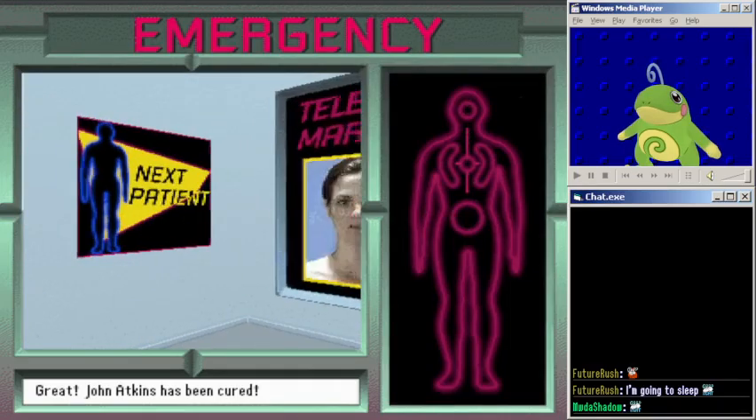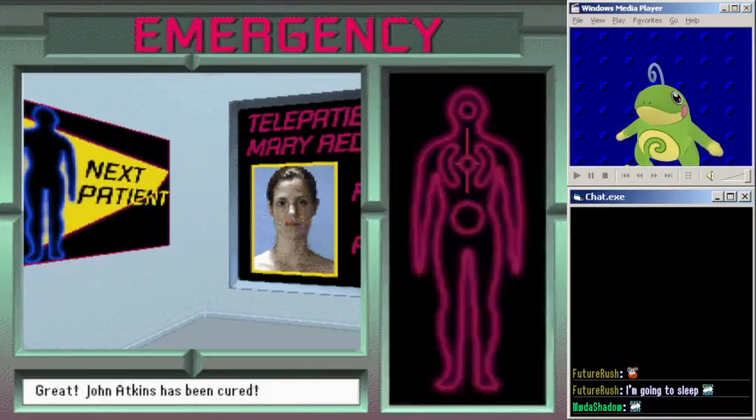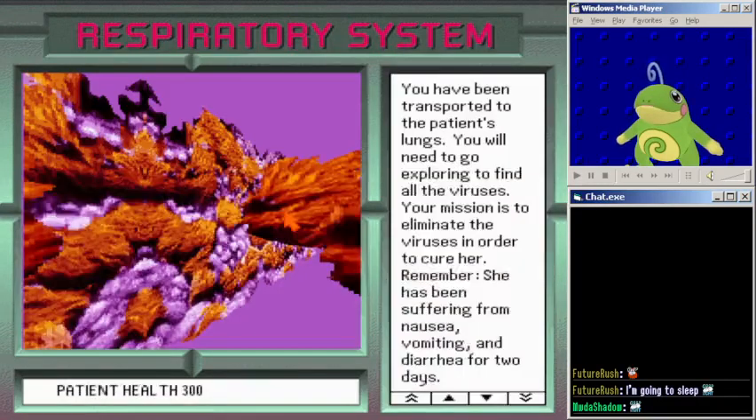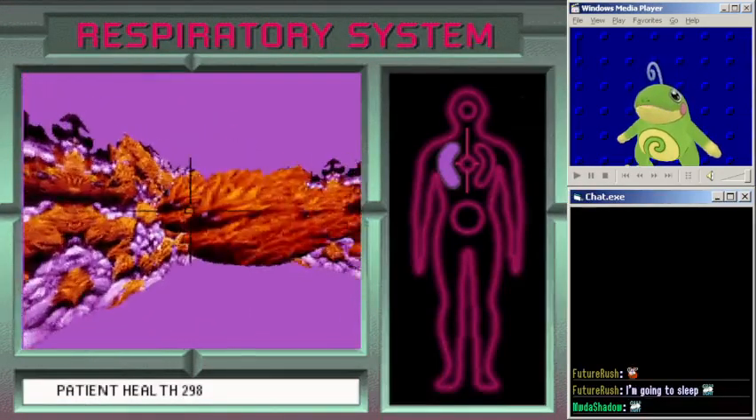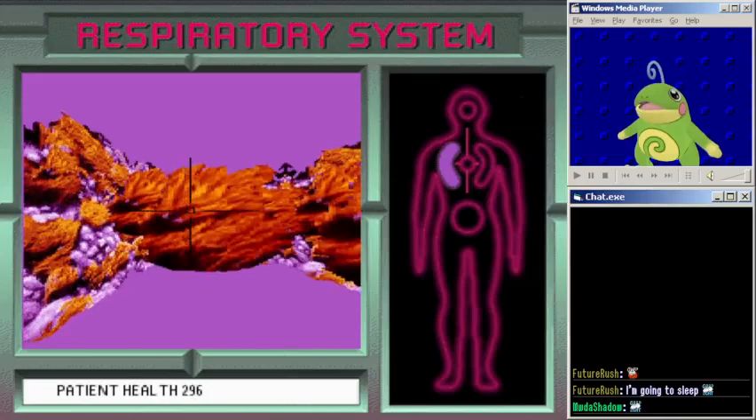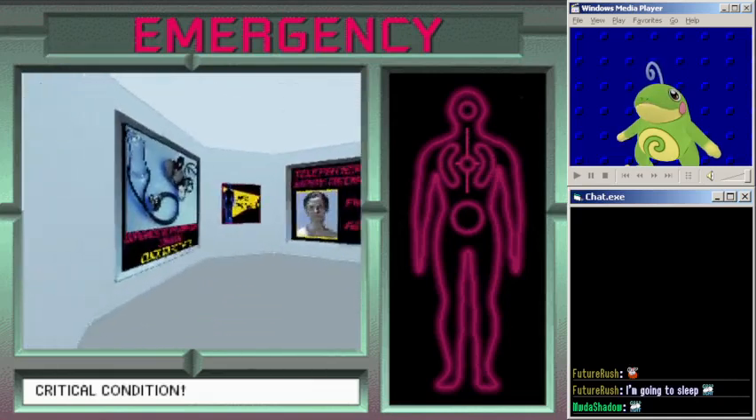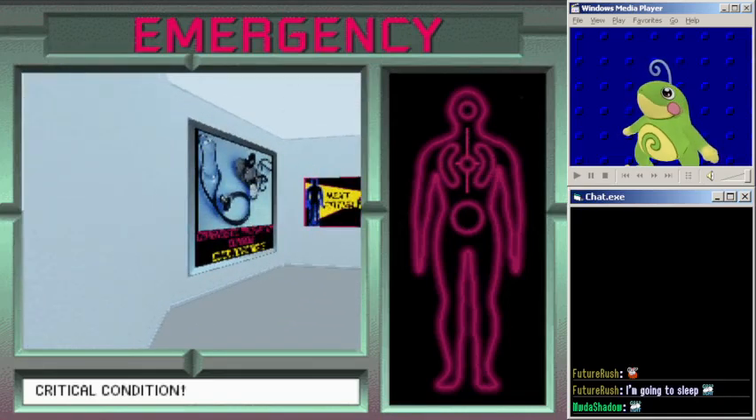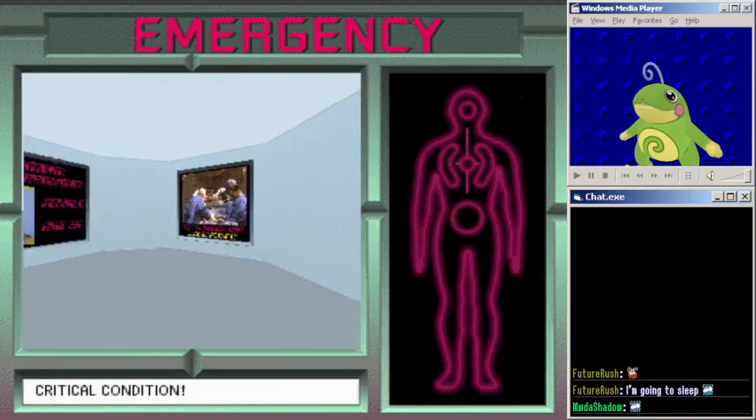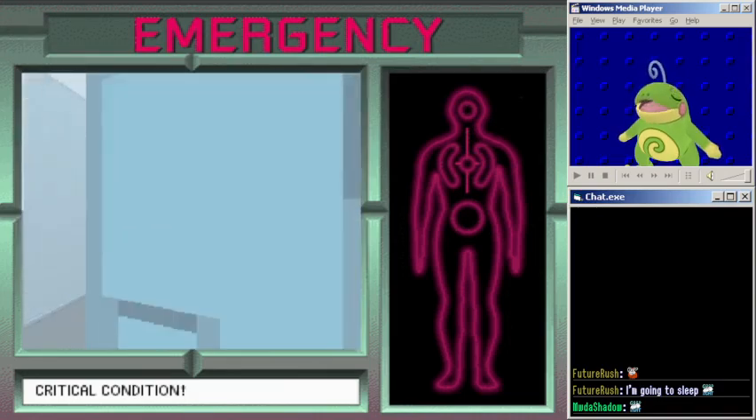Doctor? Ow! Oh, that... You have been transported to the patient's lungs. It lets you repeat them. Zap, zap, zap, zap, zap, zap, zap. Failure condition. Oh, no. Oops. The patient is now in critical condition. This procedure has been terminated. Stand by for unit reset. Please attempt the procedure again, immediately. Don't even know if it did the same.